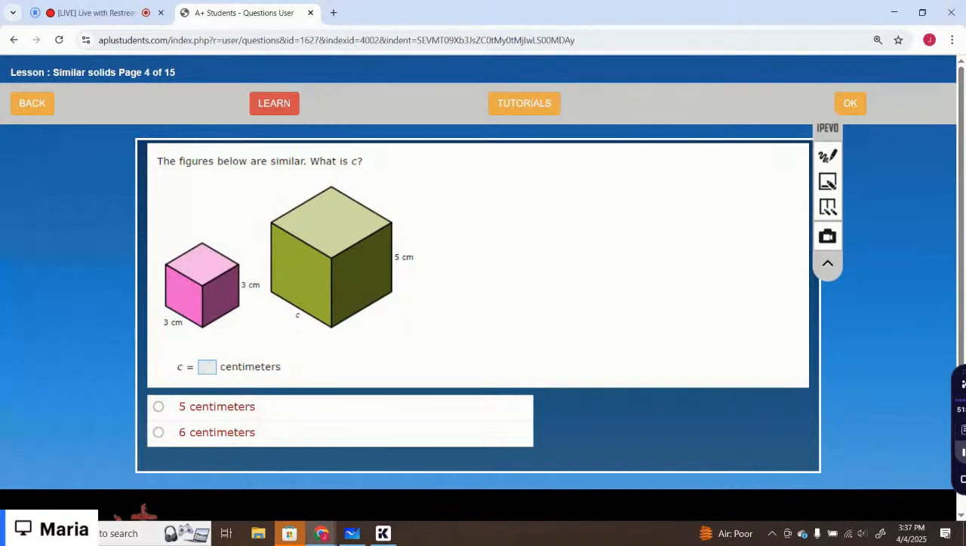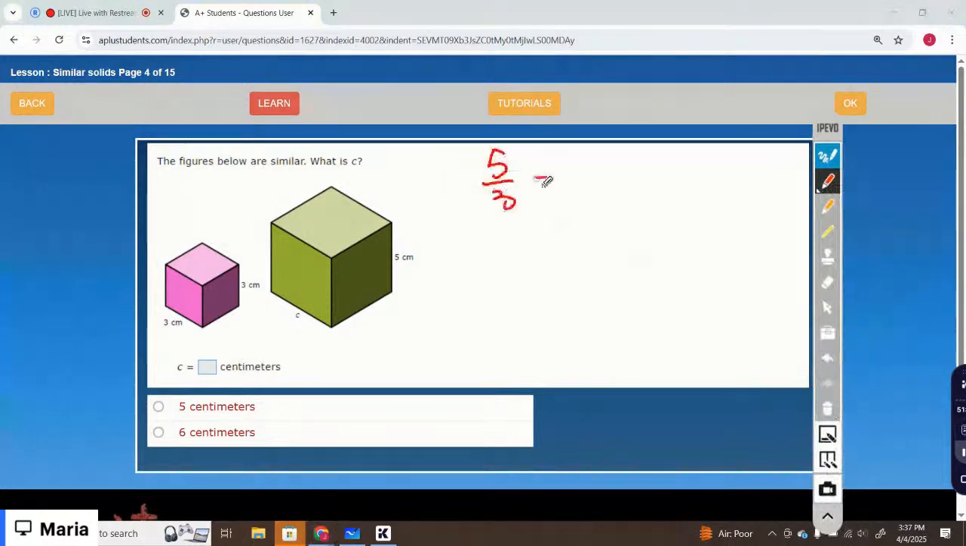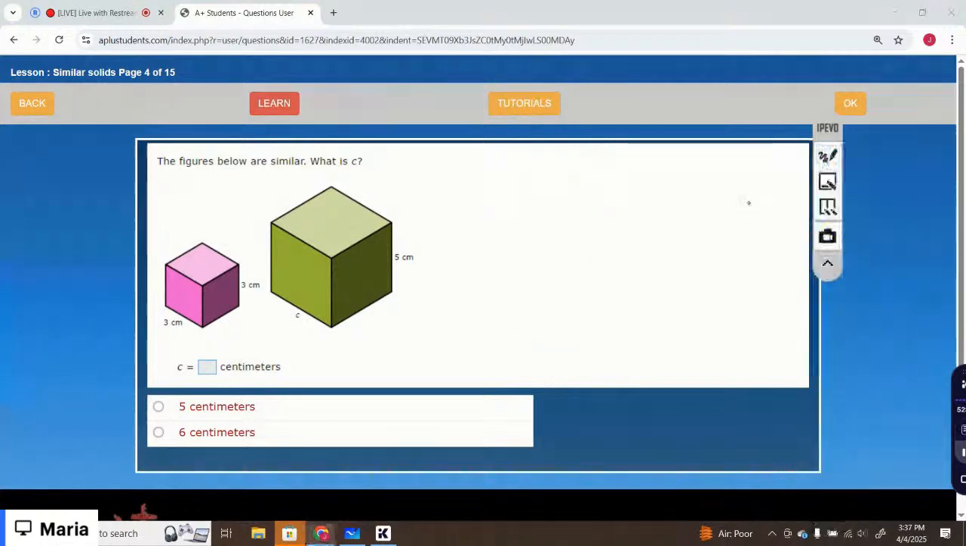The figures below are similar. What is C? That is 5 over 3 equals C over 3. C equals 5 times 3 over 3. So that is C equals 5. Option number 1 is the correct option. That is 5 centimeters.